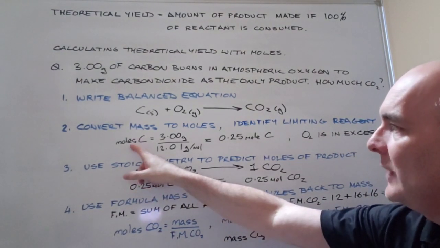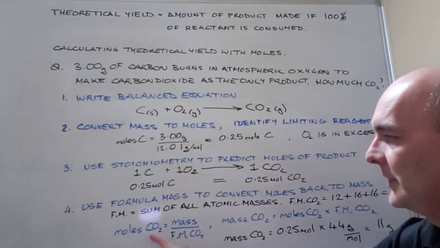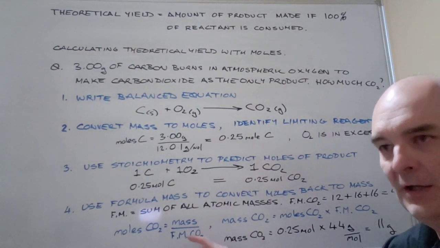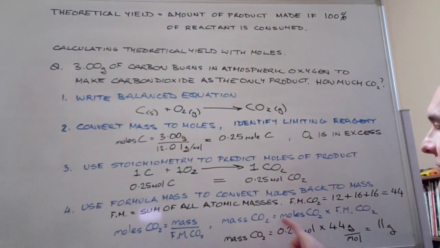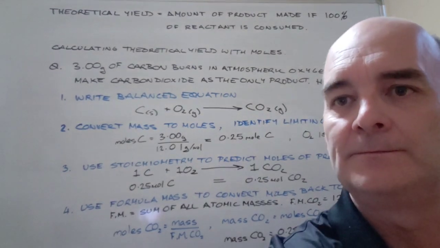Using the same equation, moles is mass divided by formula mass. The moles of carbon dioxide is the mass of carbon dioxide divided by the formula mass of carbon dioxide. I'm going to rearrange that formula so that the mass of carbon dioxide is equal to the moles of carbon dioxide times its formula mass. So the mass of carbon dioxide that I get to use is 0.25 times 44. I'm going to generate 11 grams of carbon dioxide in this reaction.